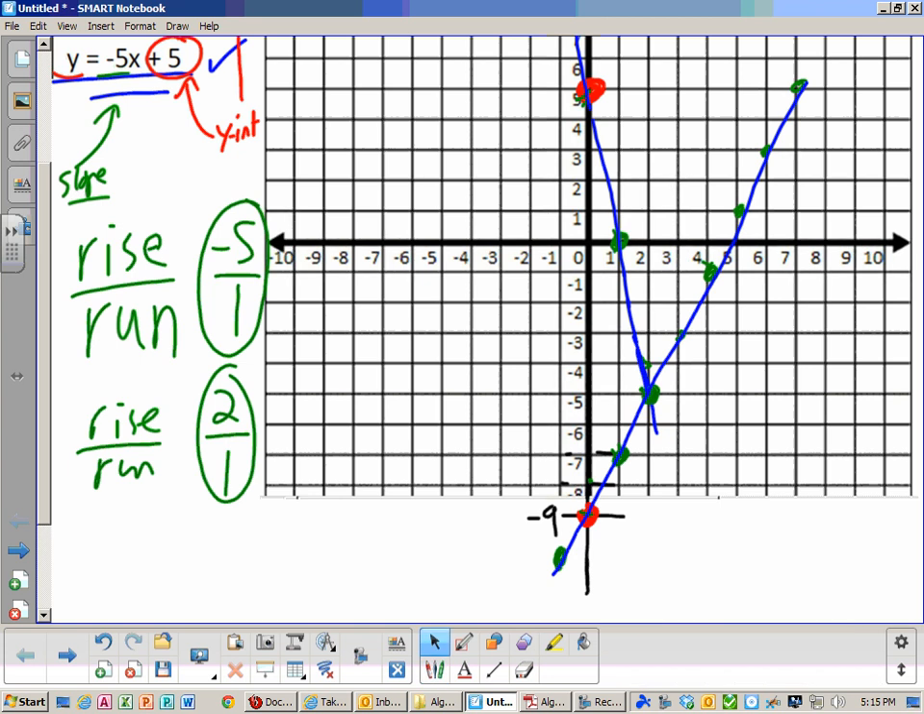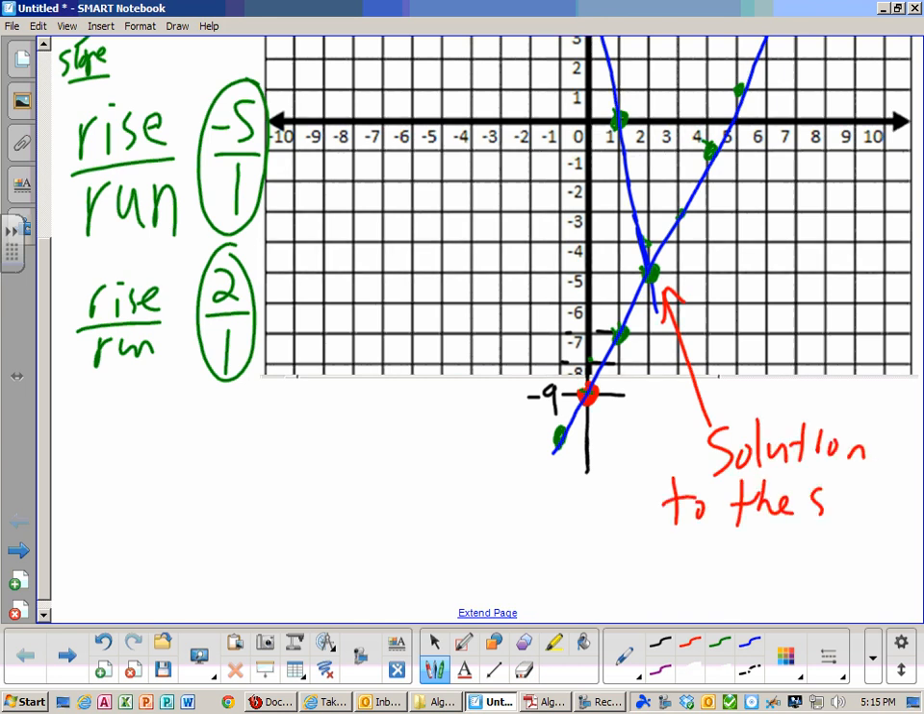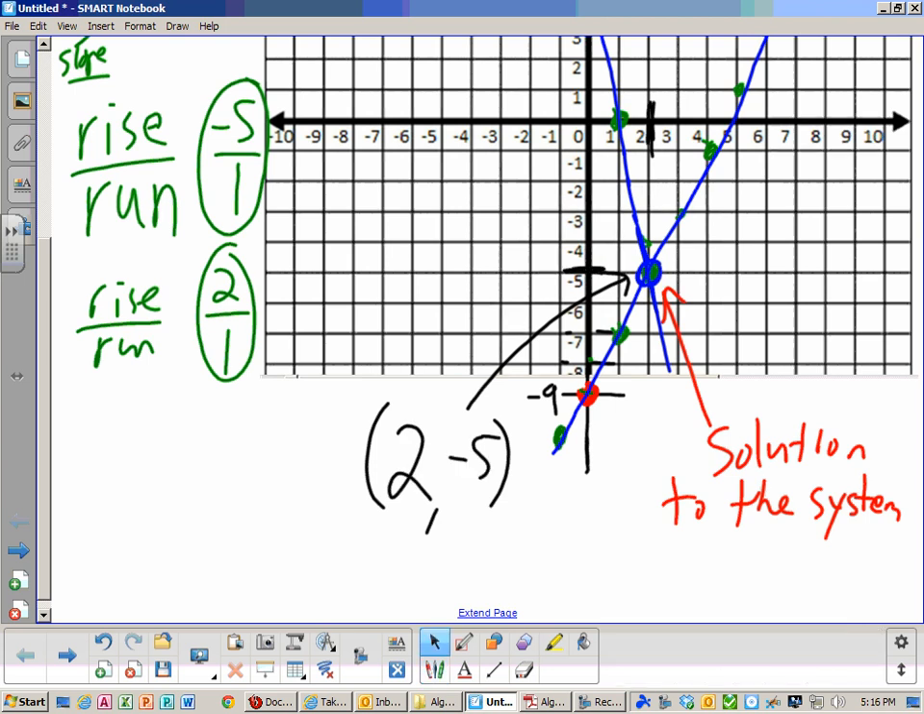All right, so the question is, where's the solution? Well, the spot where they cross is your solution. Wherever they cross, that is your solution to the system. Now don't forget, there's a difference between the solution of a function and the solution of a system. The solution of a system is where the two linear equations hit each other, are equal to each other, right? At this spot here is exactly where they're equal to each other. What is that spot? Well, that spot right there is 2, -5. Both of these two hit each other at exactly 2, -5. That is the solution to your system. All right, let's move on.